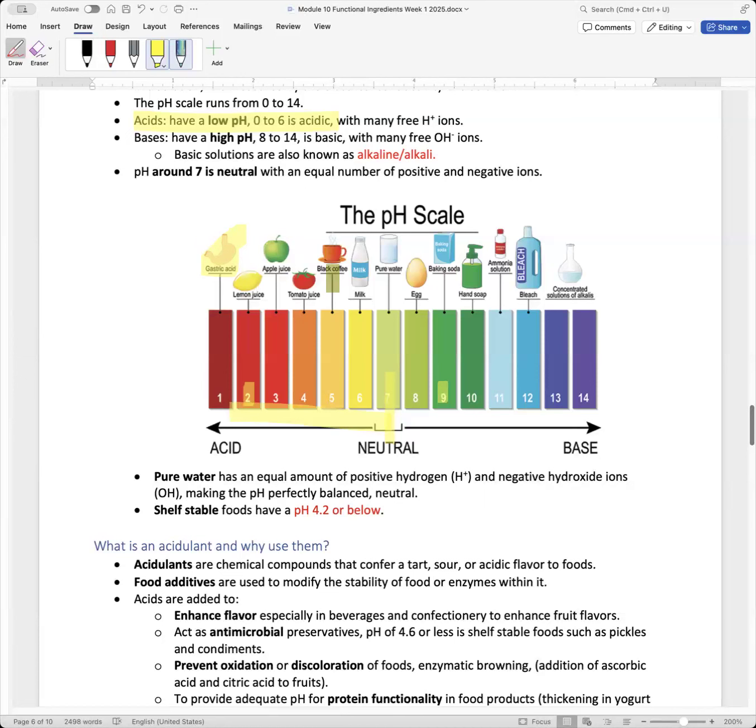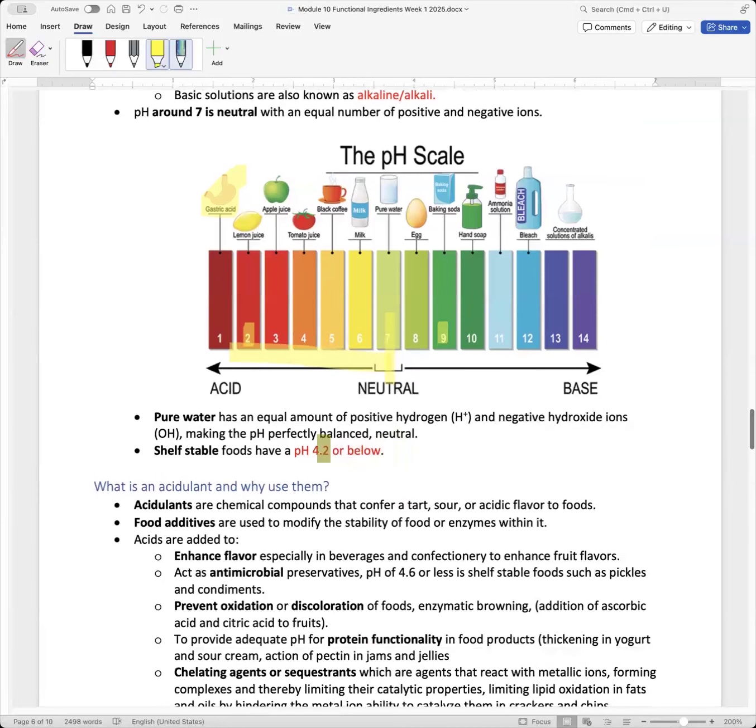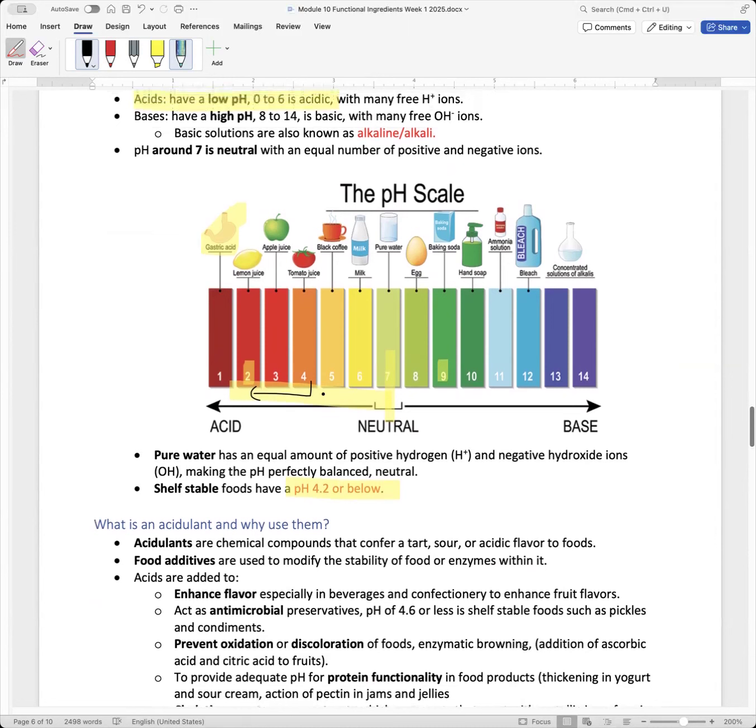So most everything is right in here. And the most important of all of this information is that things with a pH of 4.2 or below are considered shelf stable. So right here. Tomatoes are always iffy because today's tomatoes aren't nearly as low in pH as they used to be. We're making them, they're growing them sweeter. So there's two numbers that you need to know for shelf stable, and you just need to know these numbers.